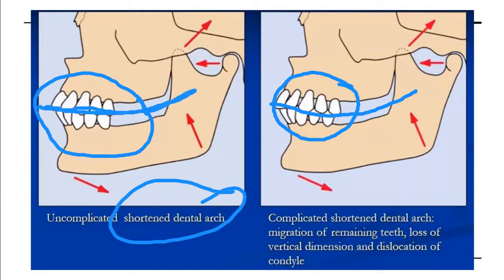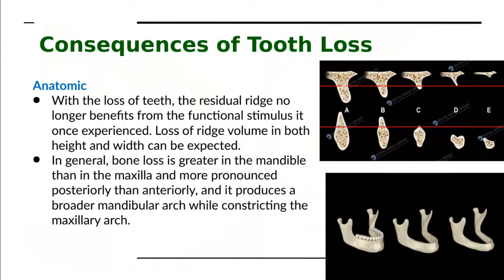You should check for curve of Spee. You should check for curve of Monson. So if there is no supra-eruption, if there are no huge amounts of migrations, then you can start rehabilitating these cases with removable partial denture or implants in this situation. But in the complicated shortened dental arch, sometimes you need to correct the occlusion first. Later on, you can rehabilitate the edentulous areas. Clear?